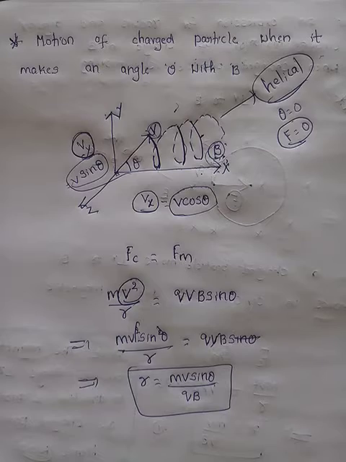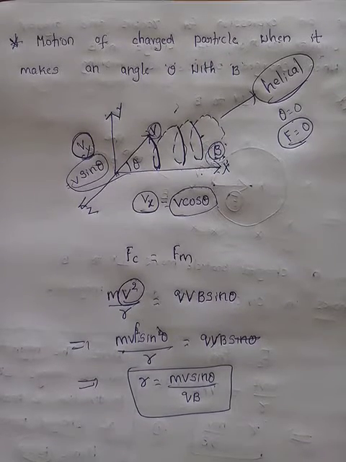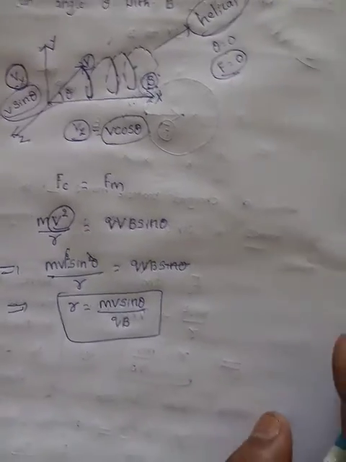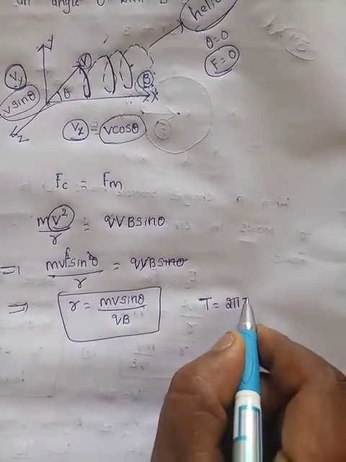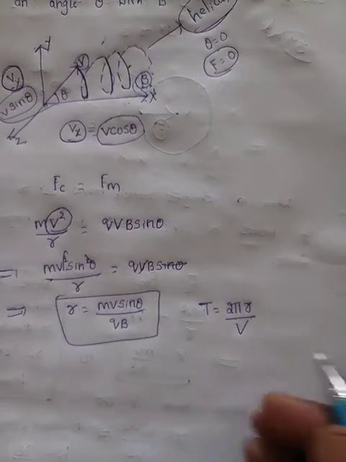Similarly, we can derive the time period. How can we derive the time period? We can simply take the equation T is equal to 2 pi r by v. What is r here?